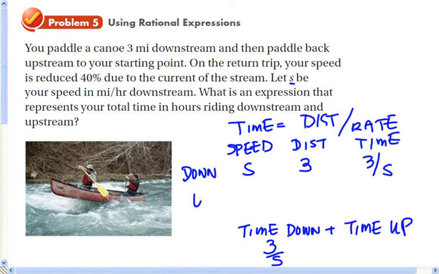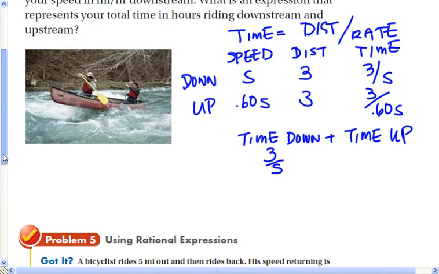And then our upstream, now here we're going against the current, it tells us that our speed is reduced by 40%. Well, if you think about that, if your speed is reduced by 40%, that means you're going 60% of your downstream speed. So I'm going to represent that speed as 60% times not x, but s. So 60% of the speed that I would be going downstream is my upstream speed. And the distance is the same, so the time for that is going to be 3 divided by 0.60 s.